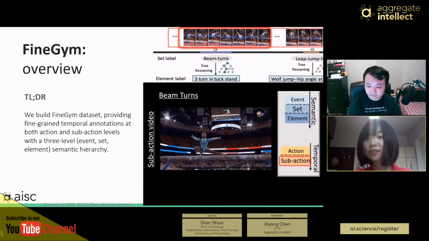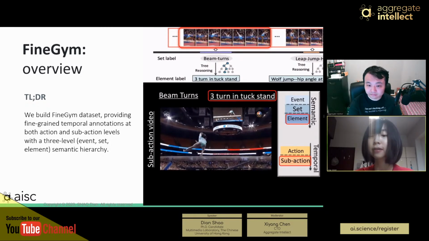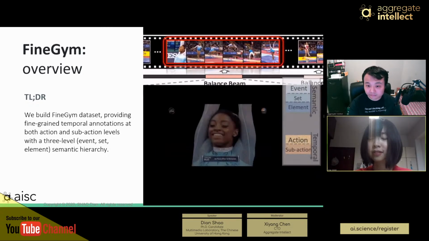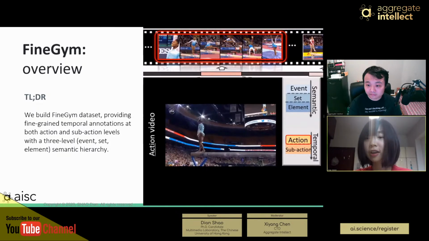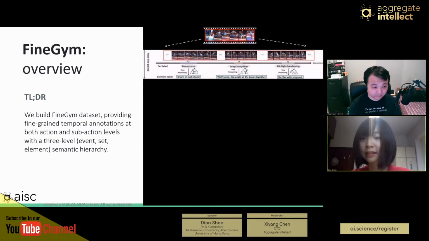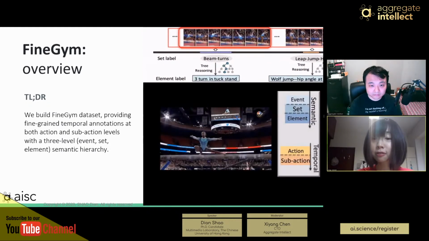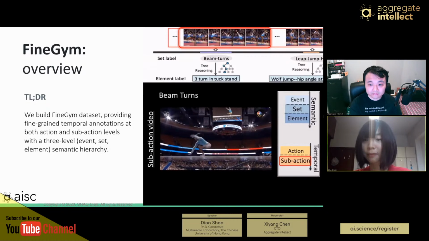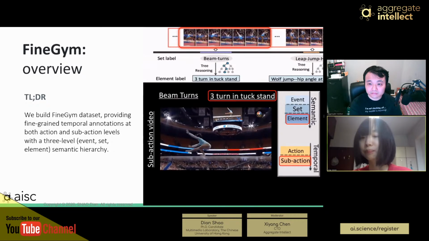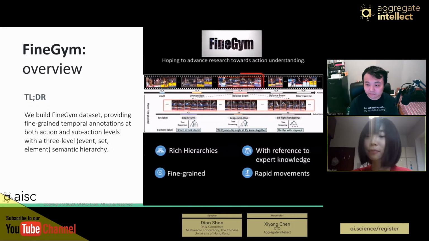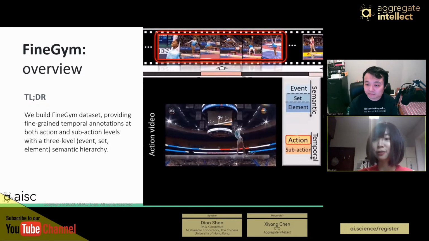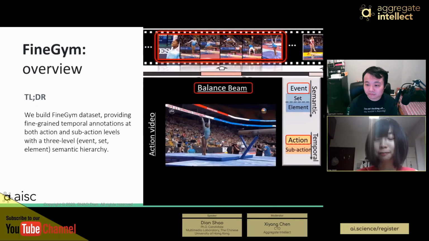This GIF depicts an overview of the FineGym dataset. We provide coarse to fine annotations, both temporally and semantically, in a hierarchical structure. Actions are described by event labels like balance beam, and sub-actions could be described generally using set level labels and more precisely using element level categories. So we hope FineGym could advance research towards action understanding. And if you have time, you can just follow me and we will see more details.